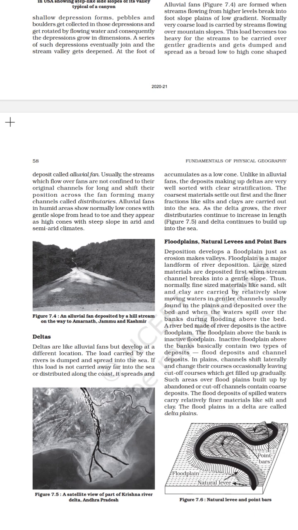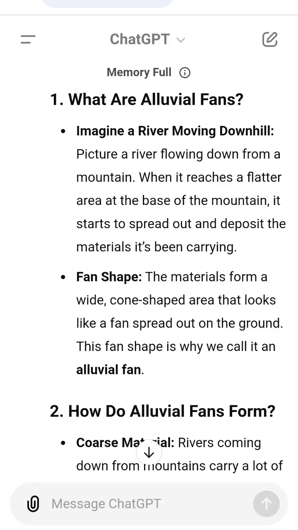Let's break down alluvial fans in the simplest way possible. 1. What are alluvial fans? Imagine a river moving downhill. Picture a river flowing down from a mountain. When it reaches a flatter area at the base of the mountain, it starts to spread out and deposit the materials it's been carrying. Fan shape. The materials form a wide, cone-shaped area that looks like a fan spread out on the ground. This fan shape is why we call it an alluvial fan.